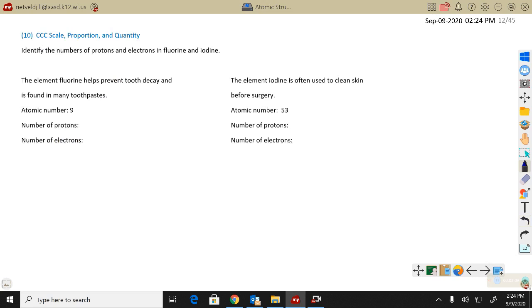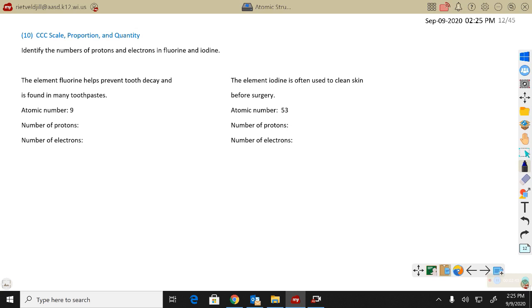So if we look at this question 10, a cross-cutting concept: scale, proportion, and quantity. Identify the numbers of protons and electrons in these elements. So we've got fluorine, which is an element that helps prevent tooth decay, and it's found in many toothpastes. Sometimes it's added to water. It tells me here that it's element number 9. Its atomic number is 9. If I look at a periodic table, in the box with the symbol F for fluorine, I see a 9.